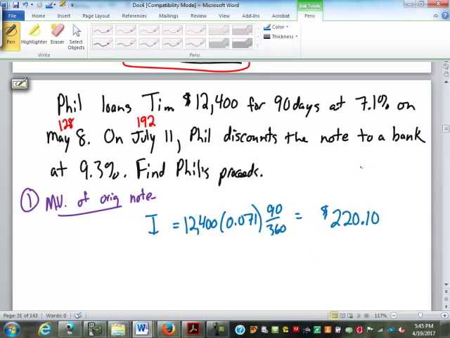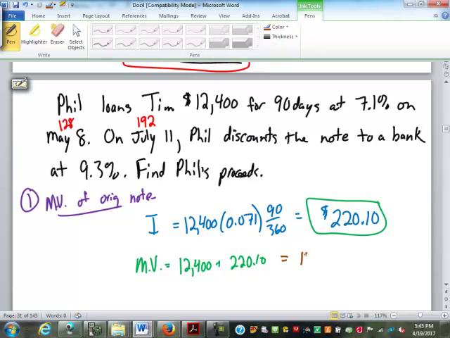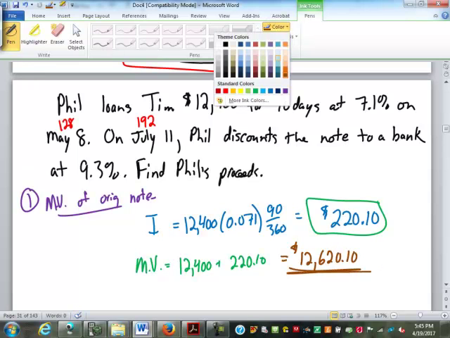So we get $220.10 in interest. Okay. So that's the interest. So the maturity value, 12,400 plus the 220.10 will be $12,620.10. What is our next step?